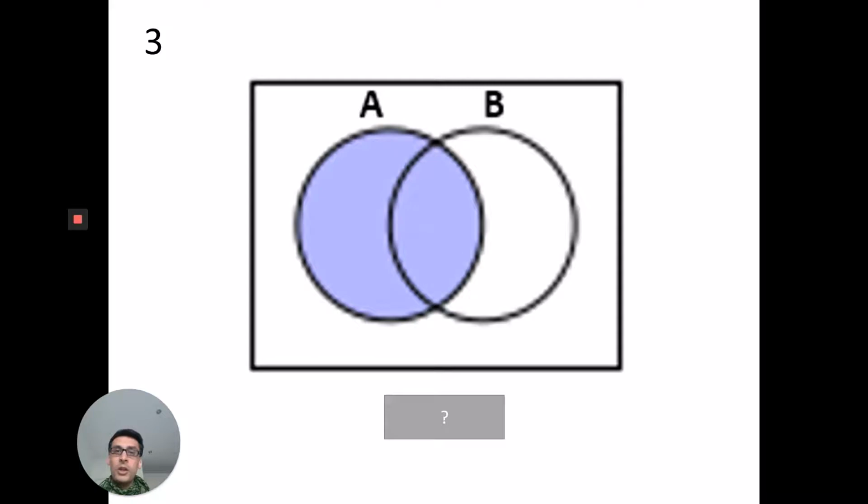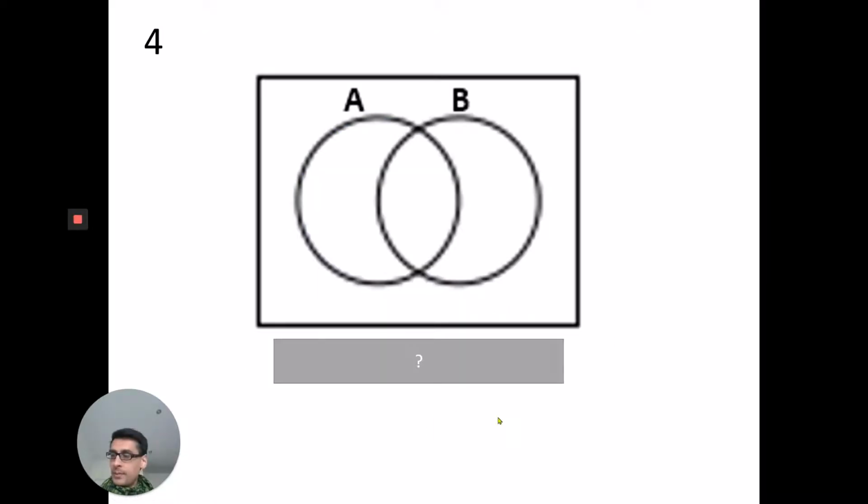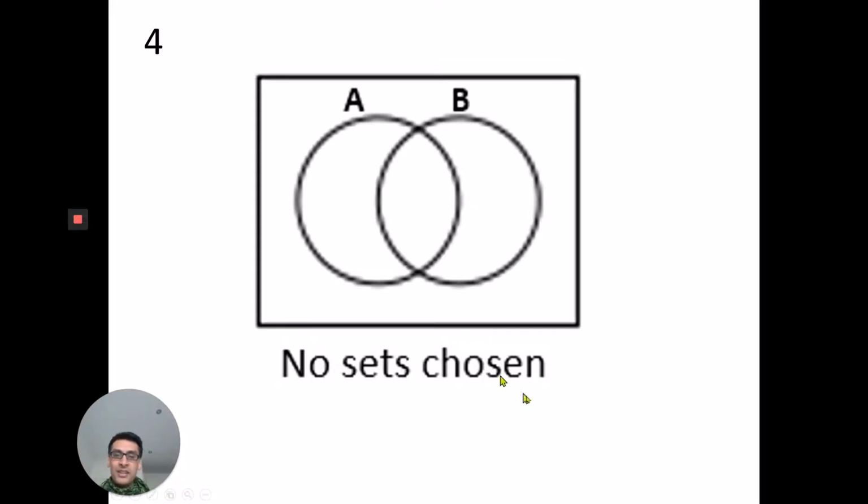Question 3. How can I represent what's shaded here, the purple area? Okay, I'll give you a bit less time for this one because I think you can probably figure this one out. This is just set A. Question 4, have a go. What's been shaded here? Okay, not a trick question. You just haven't shaded anything out. So in this case, it's just no sets have been chosen.